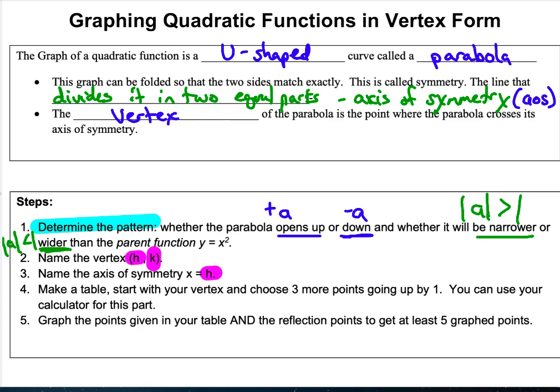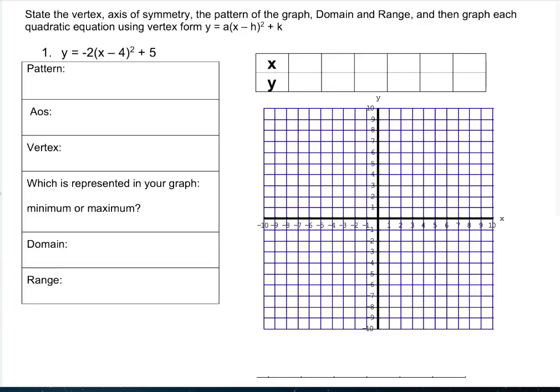Then we're going to make a table starting with a vertex, plug in a couple of other points, get our data, and then plot those points. And what you're going to notice is, remember, it's exactly the same on both sides. So once we can plot points on one side of the graph, we know that there's a mirror image on the other side. All right, so let's see this in action.